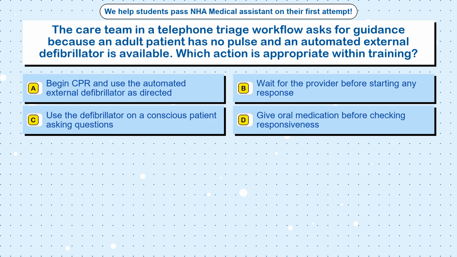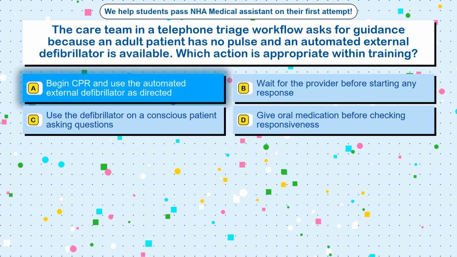Question 79. The care team in a telephone triage workflow asks for guidance because an adult patient has no pulse and an automated external defibrillator is available. Which action is appropriate within training? Option A. Begin CPR and use the automated external defibrillator as directed. Option B. Wait for the provider before starting any response. Option C. Use the defibrillator on a conscious patient asking questions. Option D. Give oral medication before checking responsiveness.